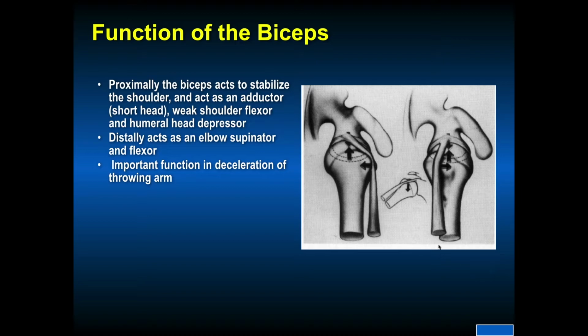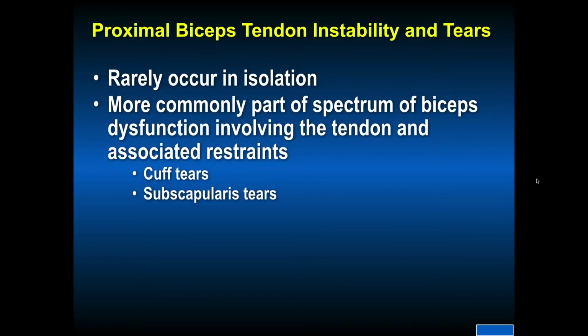So you can see here in this diagram the different movements of the shoulder and what happens with the biceps as it sits in the bicipital groove, and the function it has on the proximal humerus or the humeral head. Proximal biceps instability and tears will be what we'll be talking about. Rarely do they occur in isolation.